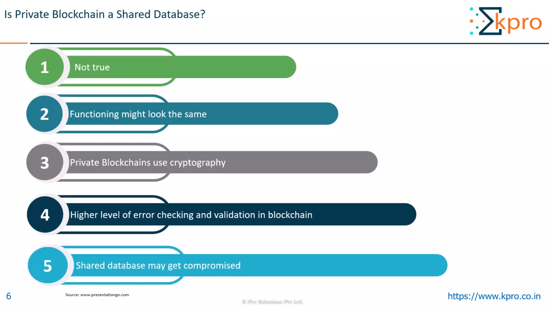And the shared databases are also prone to malicious activities. When a single participating entity gets compromised, the entire database gets compromised. The private blockchains overcome this problem by using cryptography and technologies similar to what the public blockchain uses. Thus, we cannot say that private blockchain is the same as the shared database.